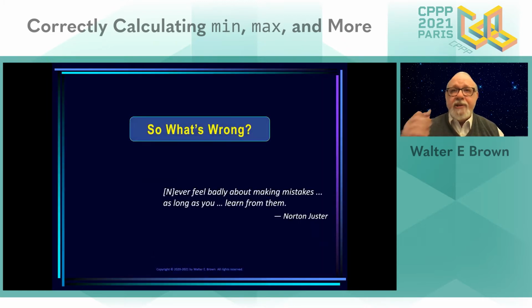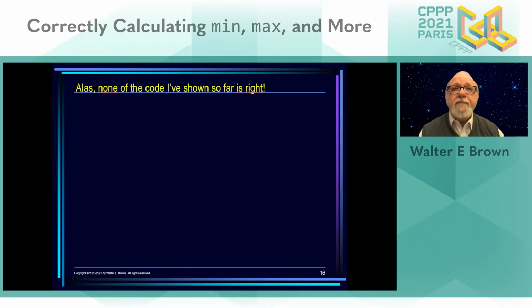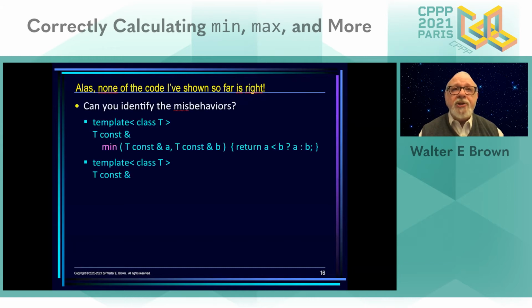So what's actually wrong with the algorithm? The problem is that none of the code that I've shown you so far is right, and I'm in good company because Alexander Stepanov agrees, none of that code is right. So let me show you one last time. I'm going to stop talking for 10 or 15 seconds. Please have one final look at these templates and see if you can identify the misbehavior.